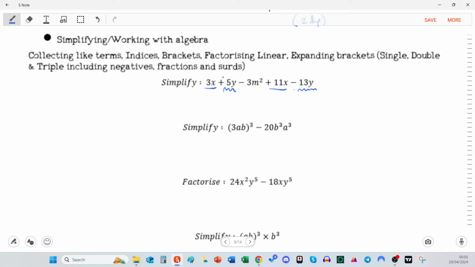So there's 3x plus 11x, that's 14x. We've got 5y, take away 13y. So overall we're minus 8y. And then finally minus 3m squared. You can get creative. That's as much as you can do. You can't add or take away terms that are not like terms.